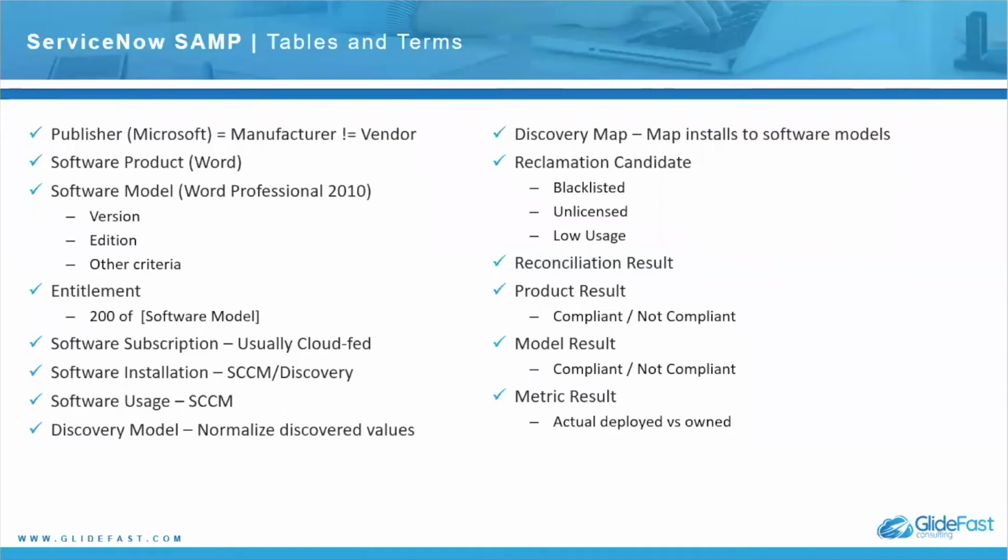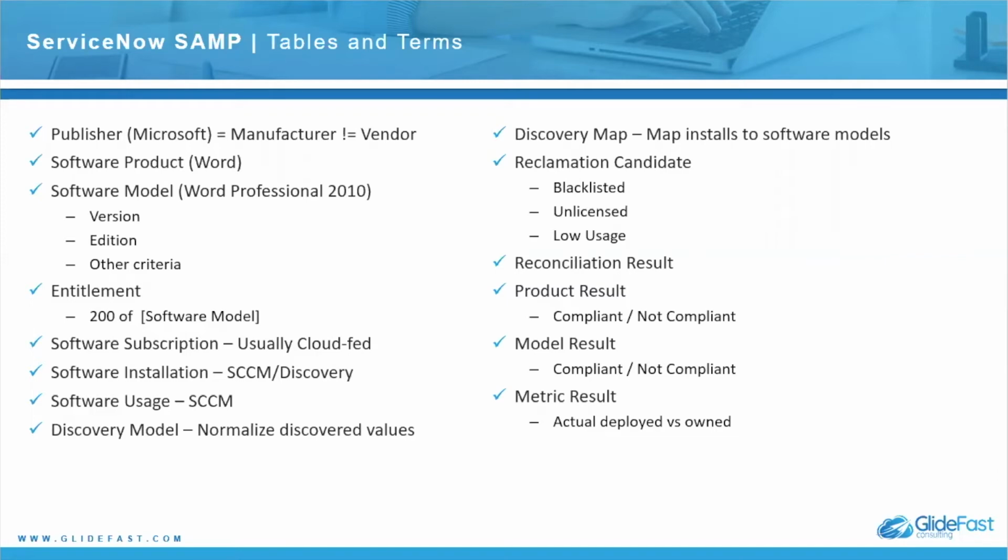There's also the concept of a reclamation candidate, which is software that can be uninstalled from a computer. The 3 out-of-box reasons for that are blacklisted, meaning the model has been marked as blacklisted and does not belong in the environment. And typically we can set up rules to have those automatically removed if the customer desires. There's an asterisk on that one that I'll talk about in a little bit. At least there should be an asterisk.